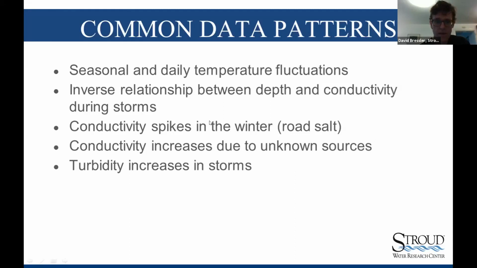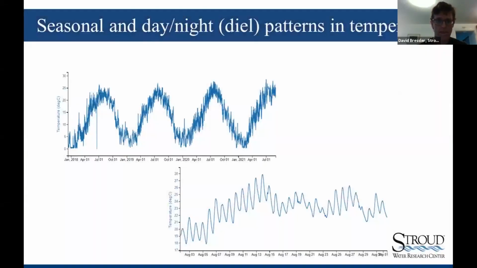Certainly conductivity spikes are common in the winter, especially in urban areas due to road salt and de-icers. Conductivity increases due to unknown sources. Certainly a scanning approach to looking for discharges, illegal discharges. And then certainly turbidity increases during storms. So here's our temperature patterns that we see: seasonal changes, winter, summer, so on, and then daily fluctuations.